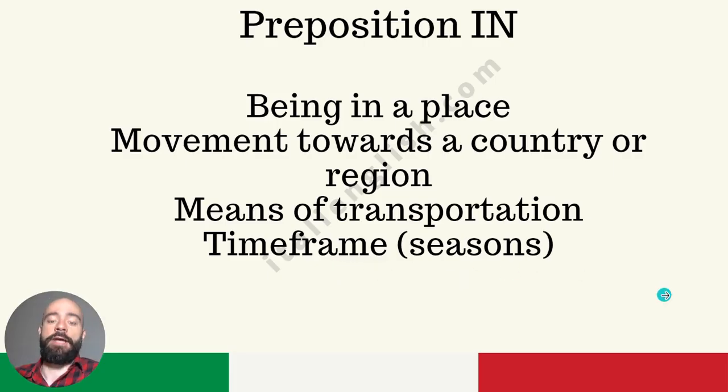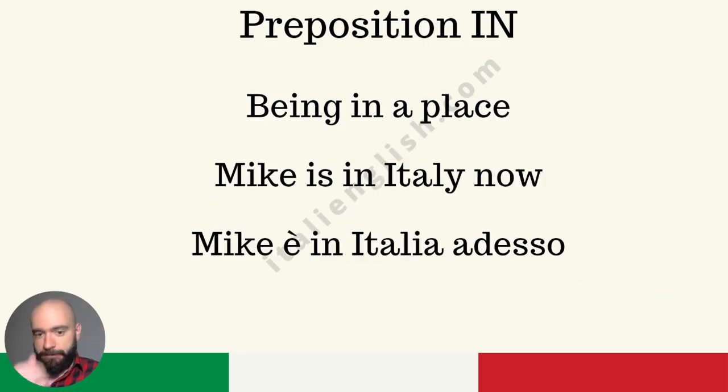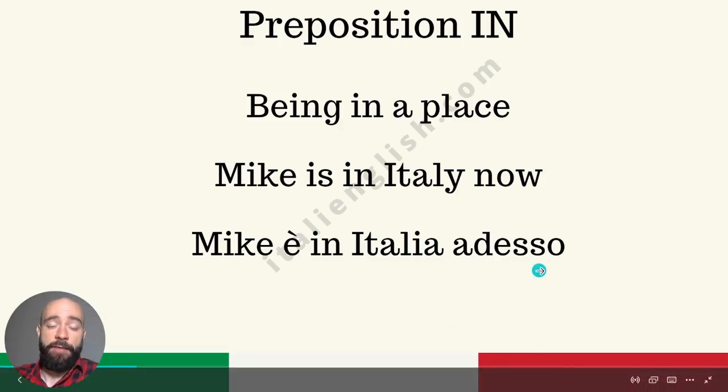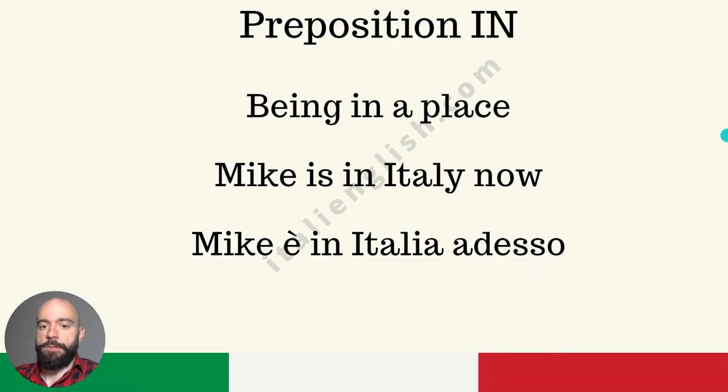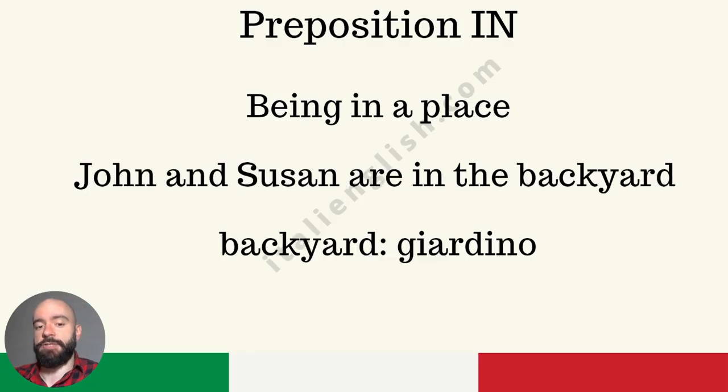Let's take a look at the first case scenario, being in a place. Mike is in Italy now. By the label place, I also include countries. Okay, so Mike è in Italia adesso. Okay, I would say that this usage is fairly easy. I don't know, you will tell me, but give me this translation.